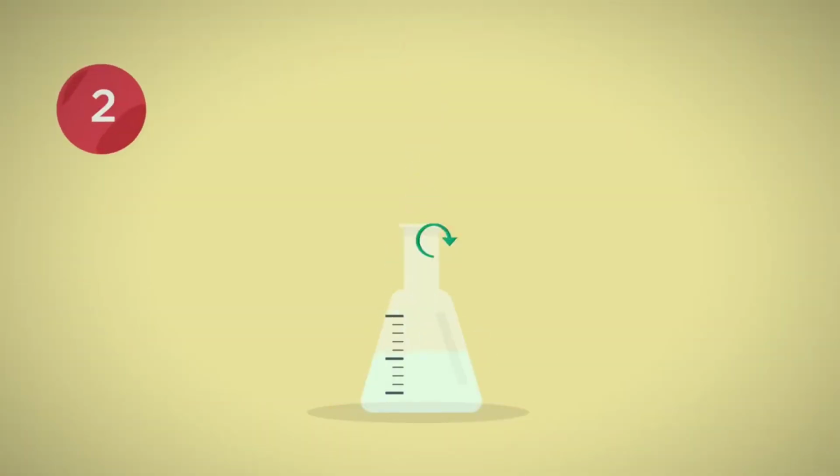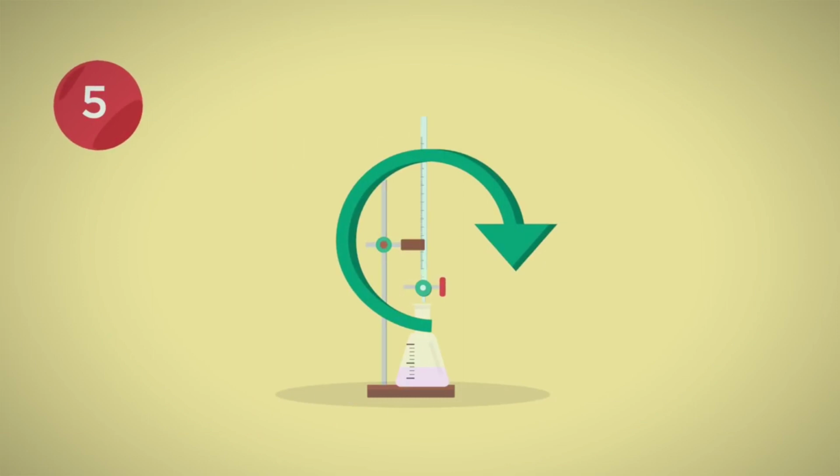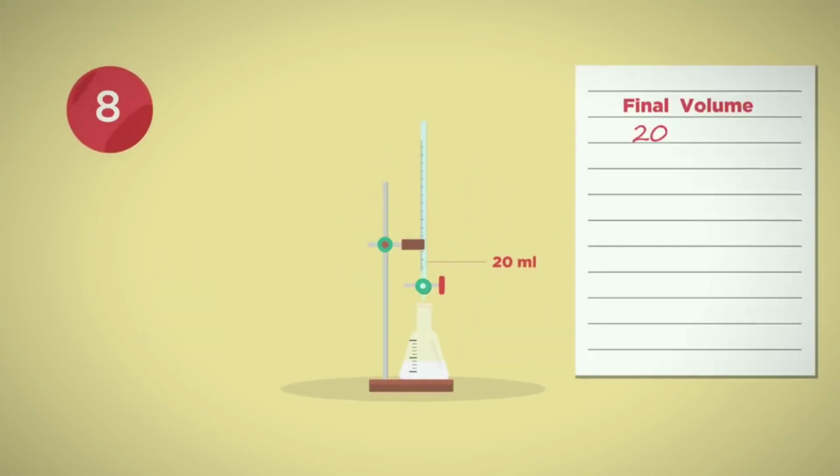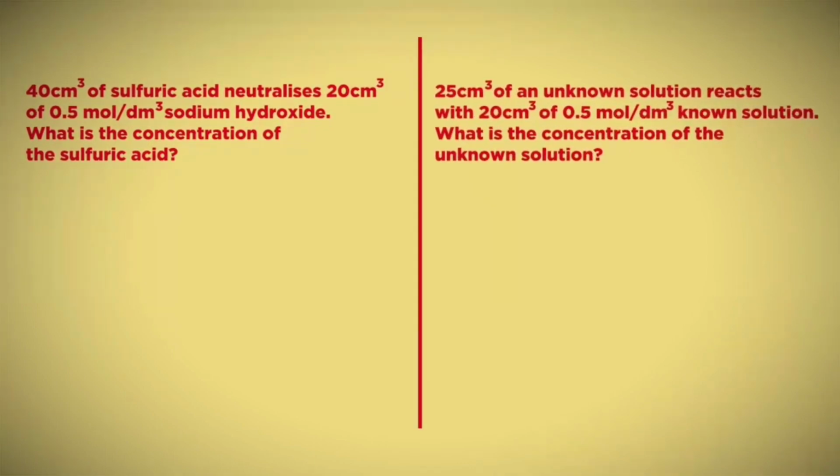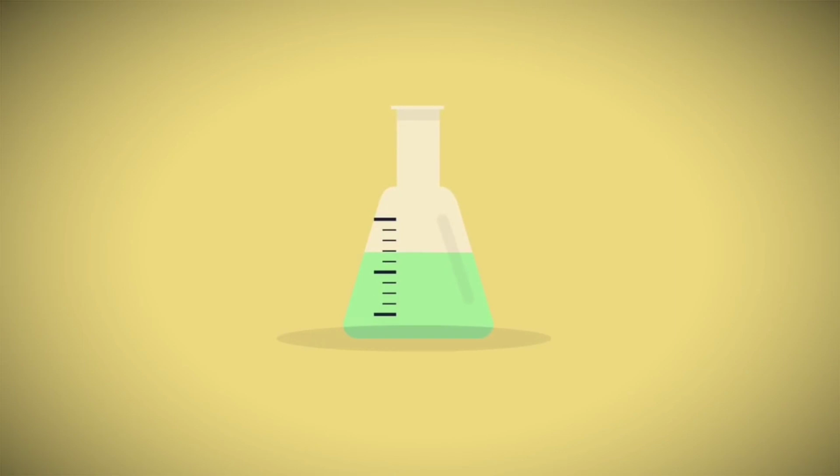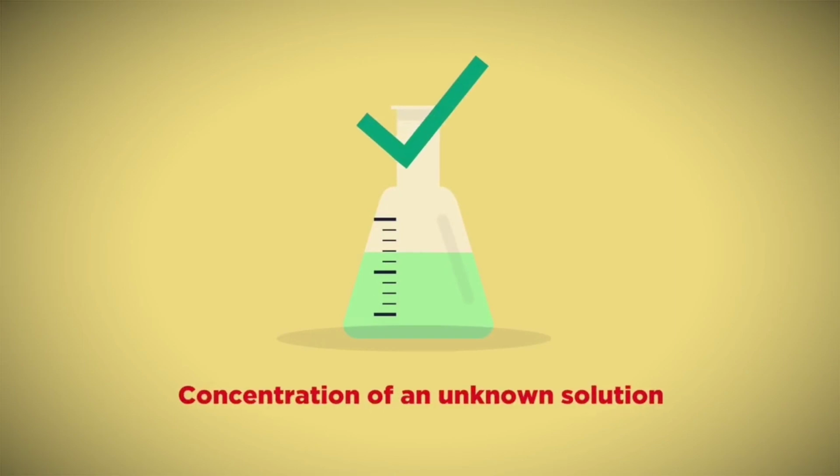So we have carried out the titration a few times and have a consistent titer value. What do we do next? Titration calculations. We'll do two different examples together and then one for you to try out yourself. These calculations enable us to work out the actual concentration of an unknown solution.